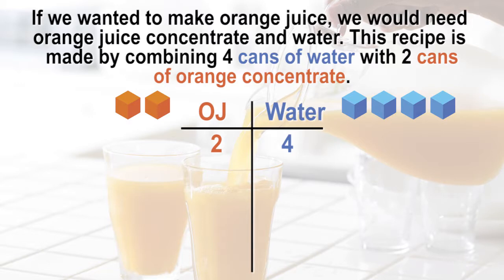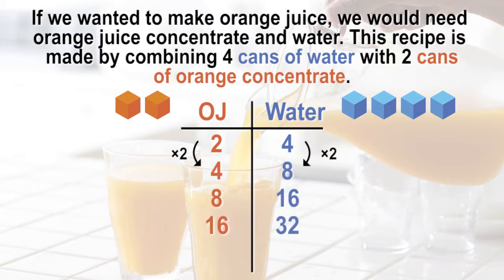What if we wanted to make more orange juice that would taste the same as the first batch? We could double the original recipe. We will now have 4 cans of concentrate and 8 cans of water. What is the ratio of our second batch? For every 8 cups of water, there are 4 cans of orange juice concentrate. These are equivalent ratios because the quantities were multiplied by the same factor, 2.